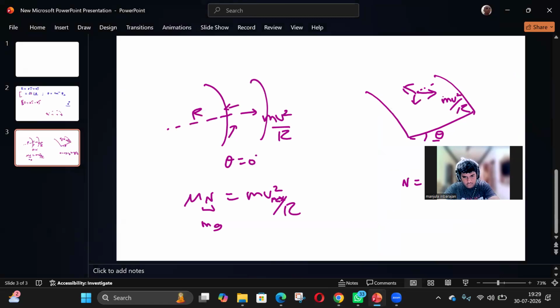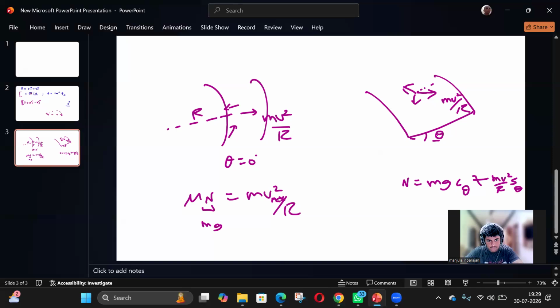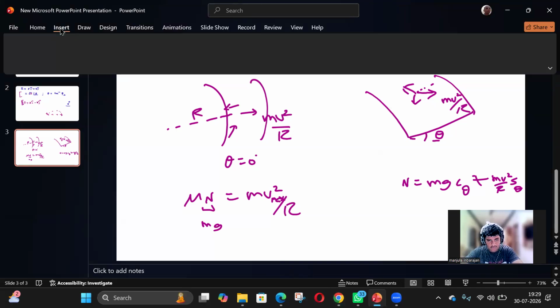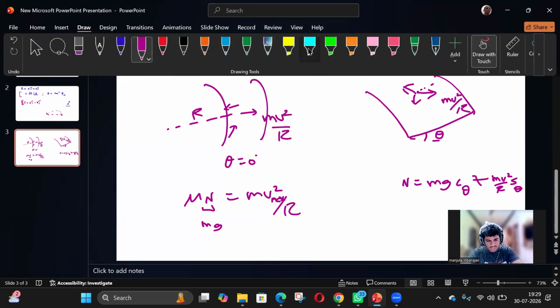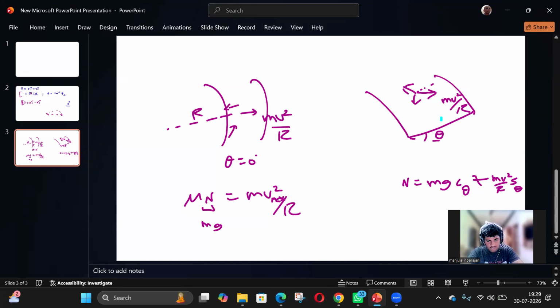If the speed is too low, it will slip down because it's like a mass on an inclined plane. So V has to be above the minimum value. And if the speed is too high, then it will skid outwards. If V is too low, the car will try to come down. So the friction force will be opposing that, so it will be outwards.